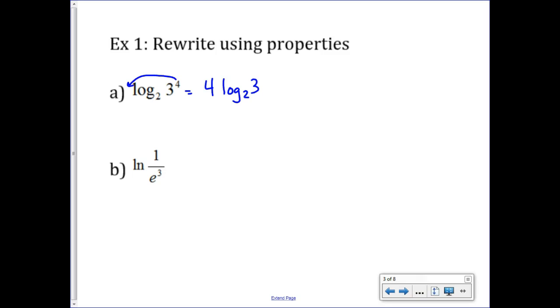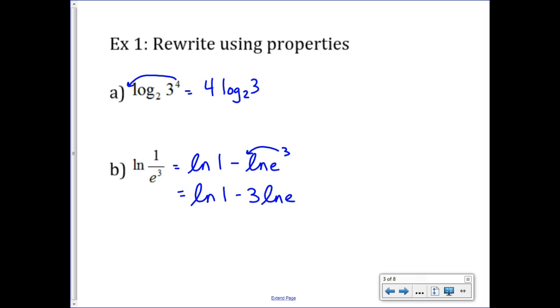Here we have the natural log of 1 over e to the third. We know that our base for natural log is e, so we don't have to write it, but I can write this as the natural log of 1 minus the natural log of e to the third. So now I have that 3 that I can bring out front. So I have the natural log of 1 minus 3 natural log of e.